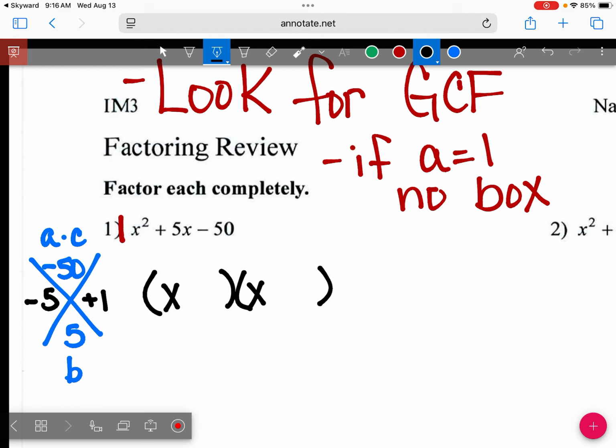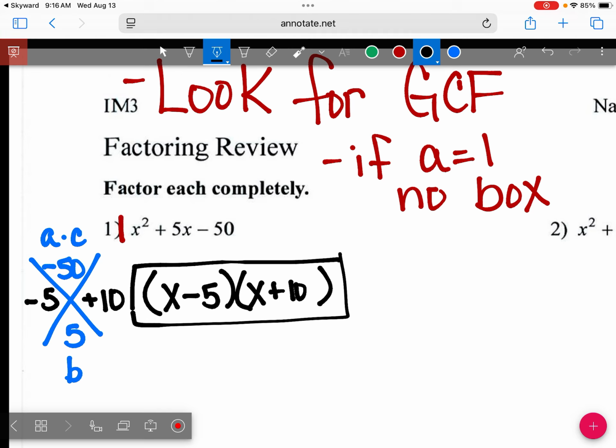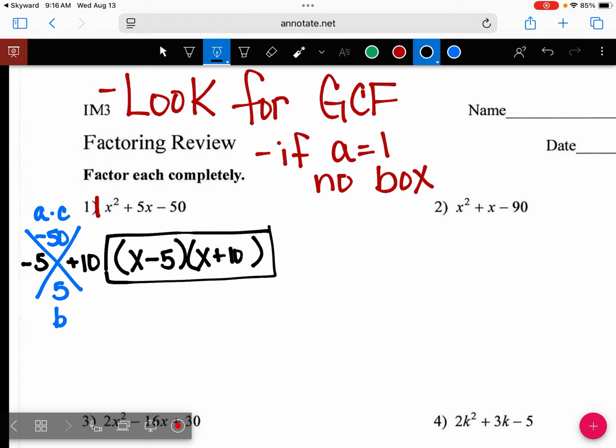So because A is 1, we're just going to go right to our parentheses. Put a minus 5 and a plus 10. We don't need to make a box. Whatever our numbers are, that's our factors. All right. Number 2 does not have a GCF.